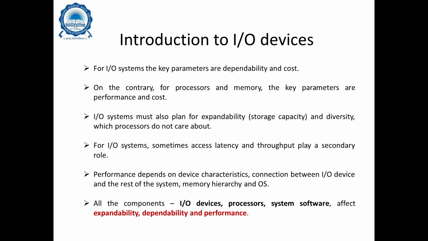And all the components, IO devices, processors, system software, operating system, everything, they affect the expandability, dependability, and the performance aspect of the entire computer system. So you have an IO device that's playing a major role. We have the processor that's playing a major role. System software, which is usually what we are referring to as the operating system. In fact, compilers also play an important role, and when I'm talking of compilers, I'm also talking of assemblers and interpreters as part of that. So these all collectively affect the expandability aspect, the dependability aspect, and the performance aspect of a computer system.